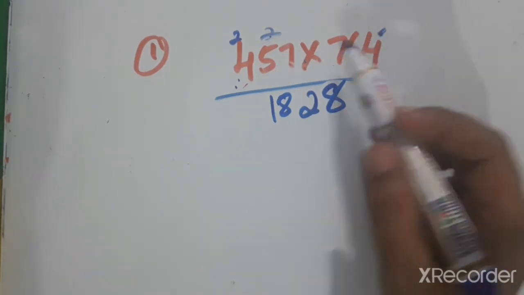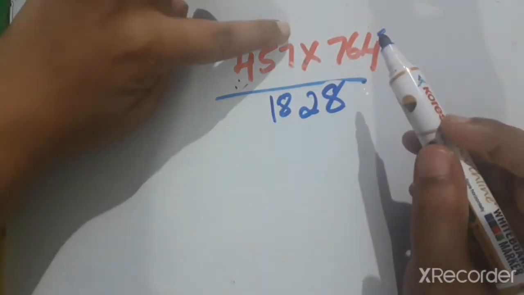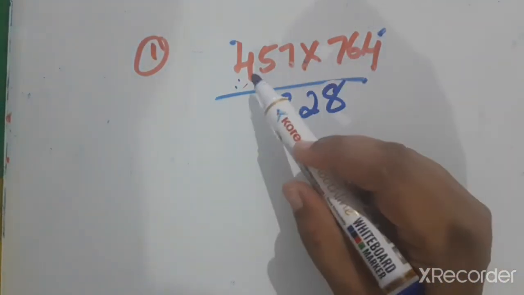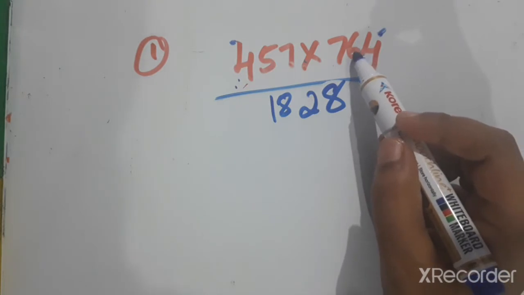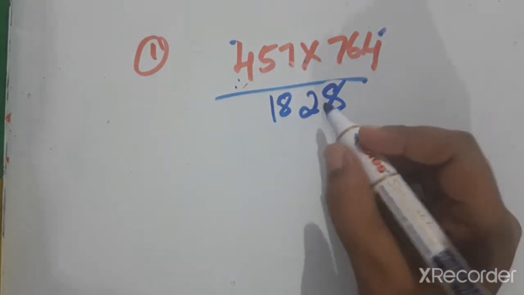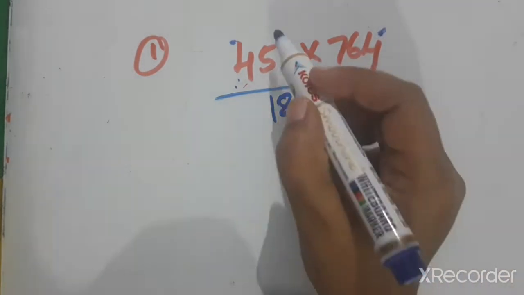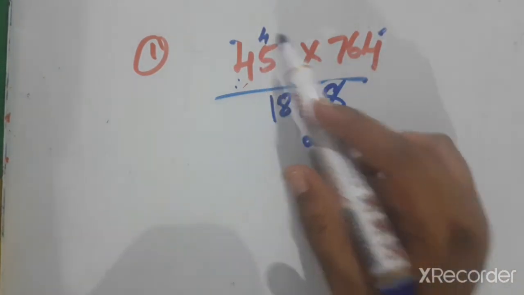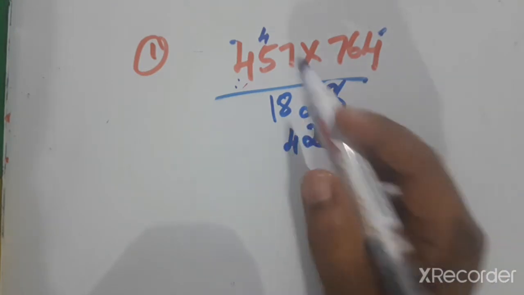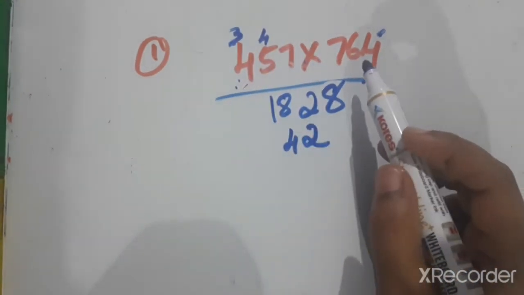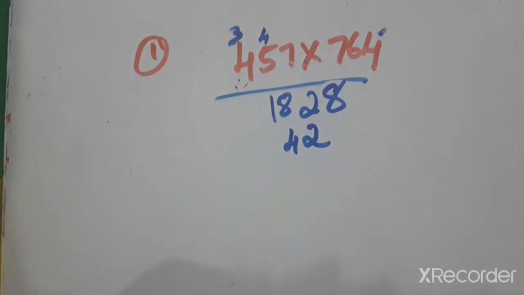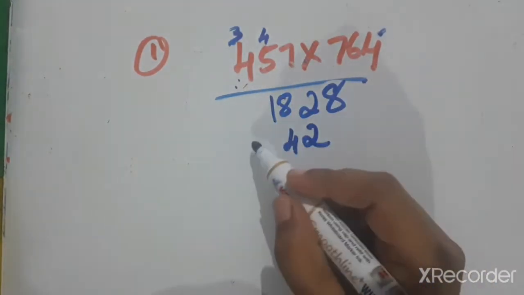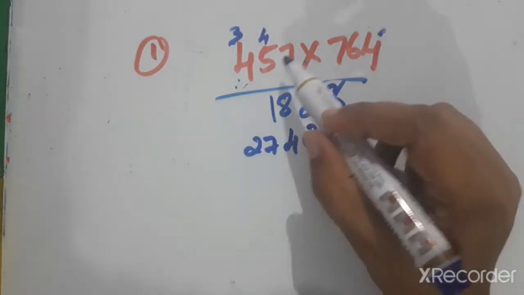Now with 6 we have to multiply each number. Now 6 into 7, then 6 into 5 and 6 into 4 we have to multiply. 6 into 7. 6 sevens are 42. 2. So 4 carry to the next place. 6 fives are 30. 30 plus 4 is 34. 34 means 4. 3 carry to the next place. Now 6 fours are 24. 24 plus 3 is 27. So with 4 each number is multiplied.